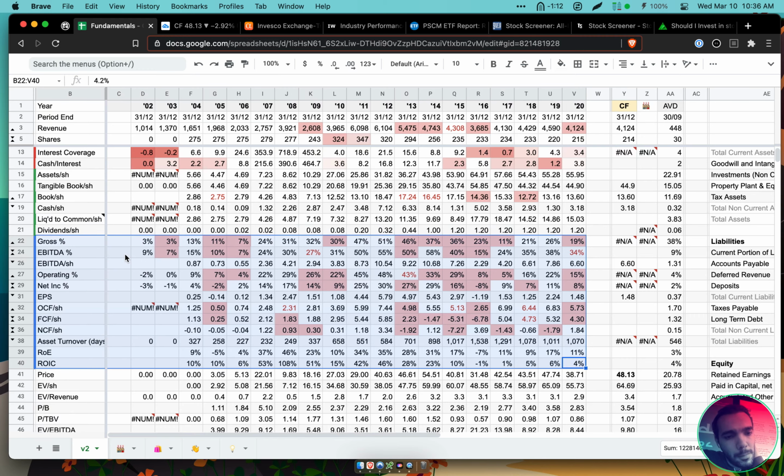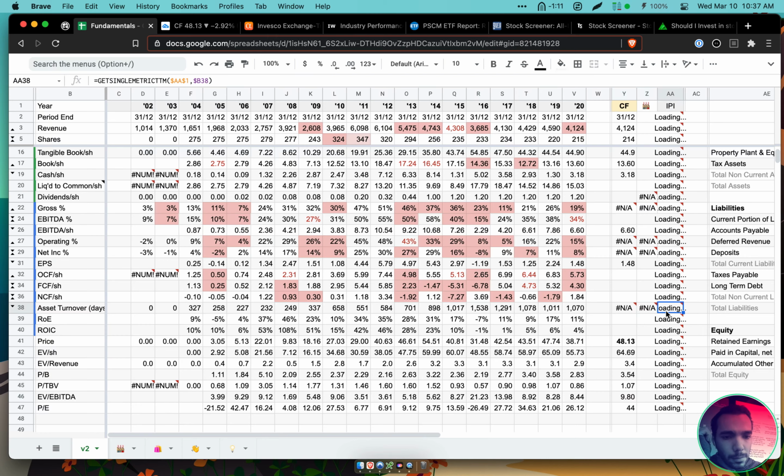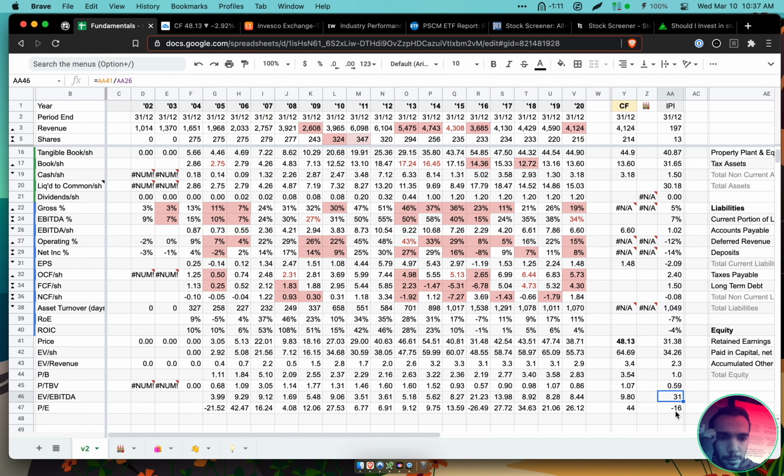9%. Maybe I'd say 44 times earnings, 10 times EBITDA. Versus AVD. What about IPI? IPI is 31. Oh, yeah. 31 times EBITDA. Wow. Yeah, I'd say CF is actually pretty good, but I'm not going to buy it at this price. Probably around, like I said, 40. 40 would be nice.